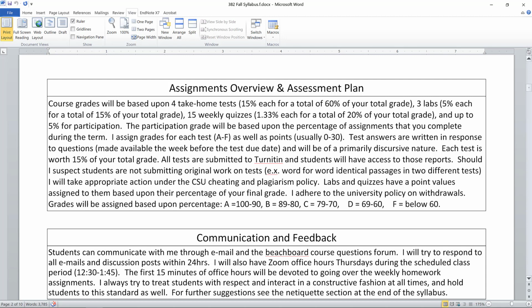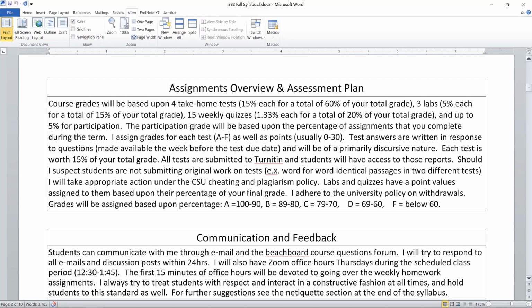There are 15 weekly quizzes. These are relatively low-cost quizzes, 1.33% each for a total of 20% of your grade. But I remind you that every time you miss a quiz, that's an entire 1 1/3 percentage points off your total score. So please try not to miss those quizzes. Try to be prepared for them.